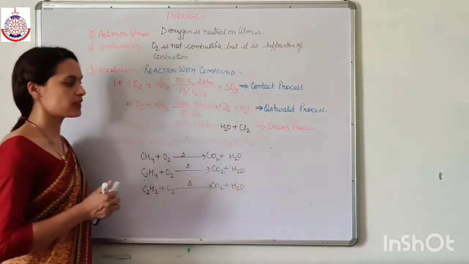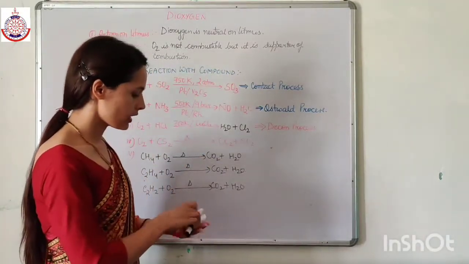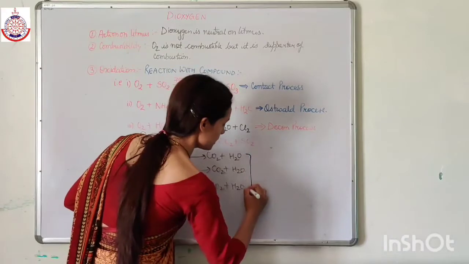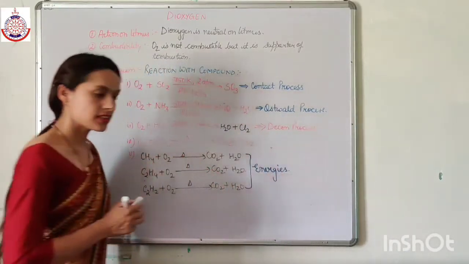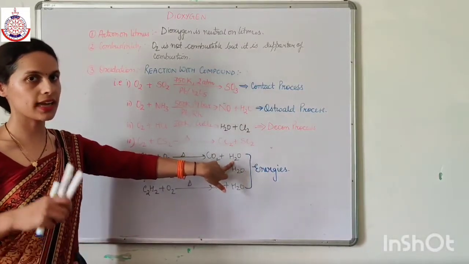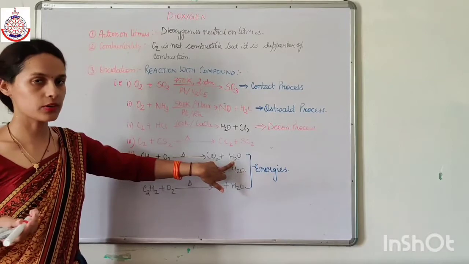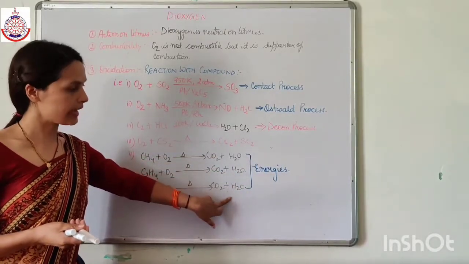So what is the difference in these reactions? The difference is the energies which we get. The maximum energy we will get in alkanes, because alkanes have a large amount of carbon content, then alkenes, and the least energy we will get in alkynes.